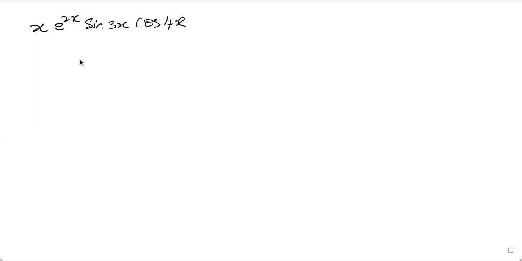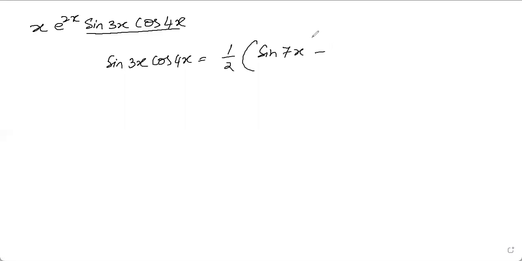So this is our problem now. We'll find the nth derivative of x e to the power of 2x sine 3x cos 4x. Now let us concentrate on sine 3x and cos 4x. This can be written as half of sine 7x minus sine x.